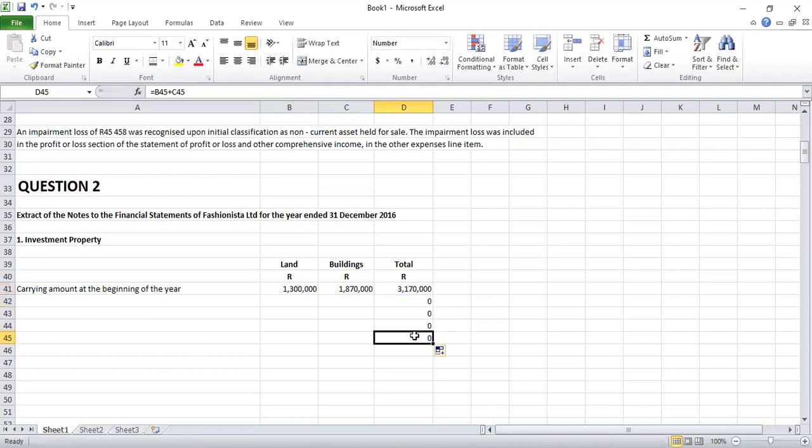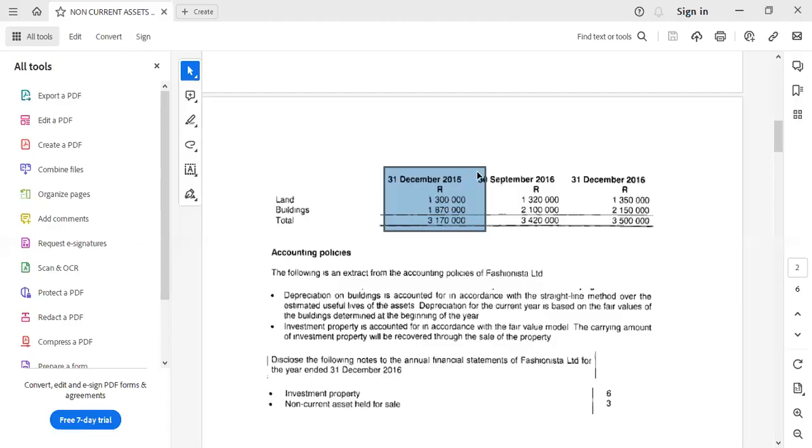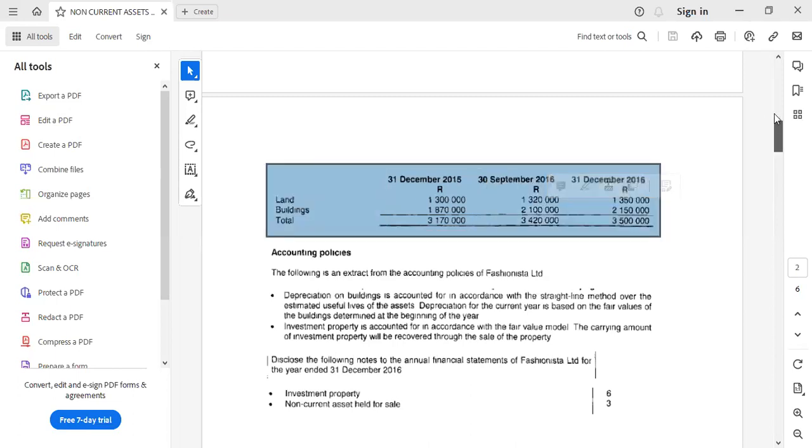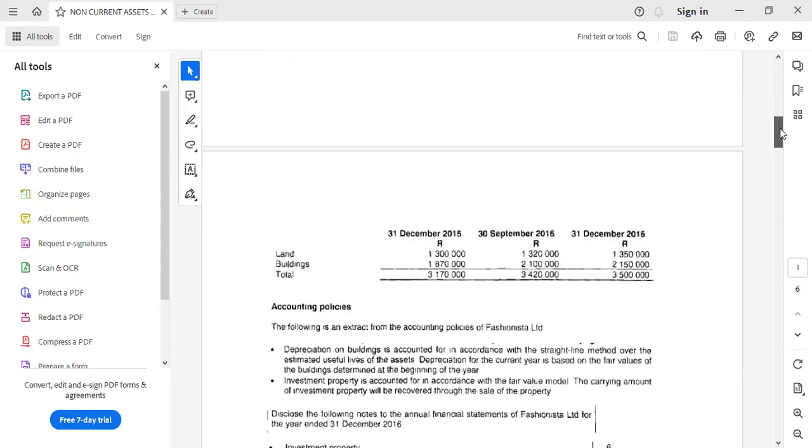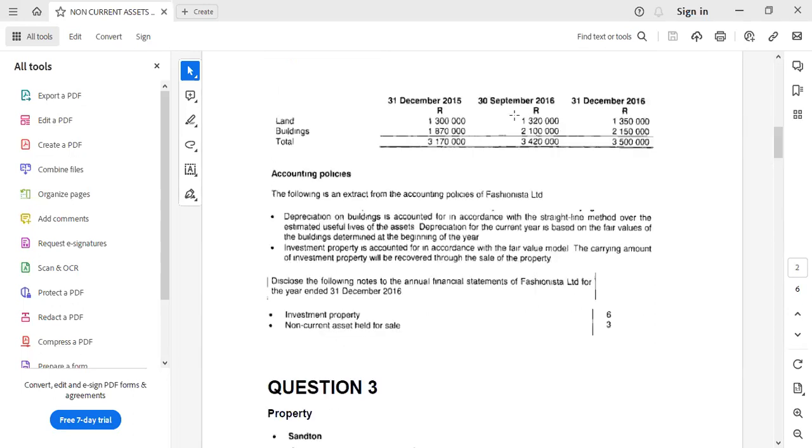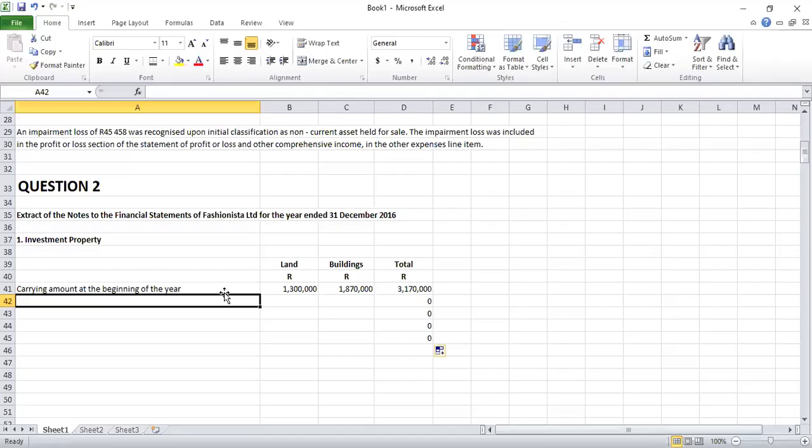If an investment property is measured at fair value, then on the date of the transfer, we will have to remeasure it at the fair value on the date of transfer. Remember, 30 September 2016, that's when all criteria were met. So the fair value was now this one here. So we'd say fair value adjustment.